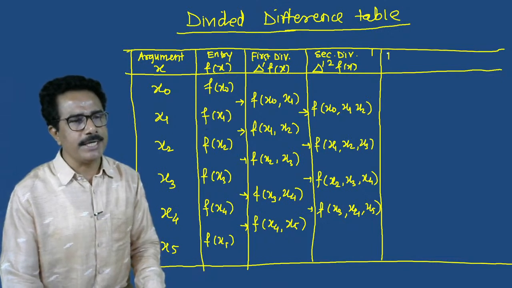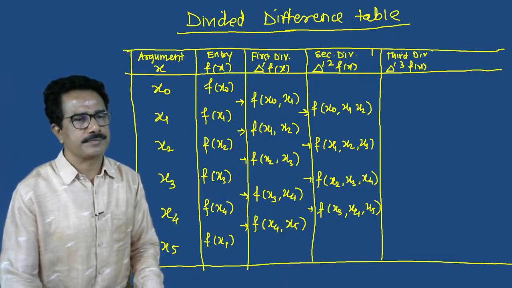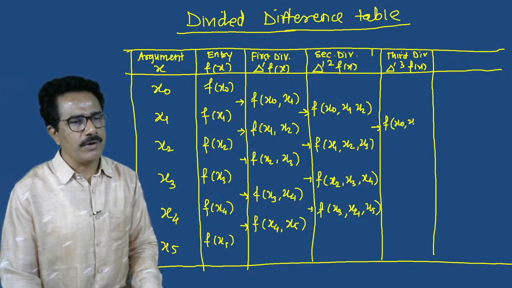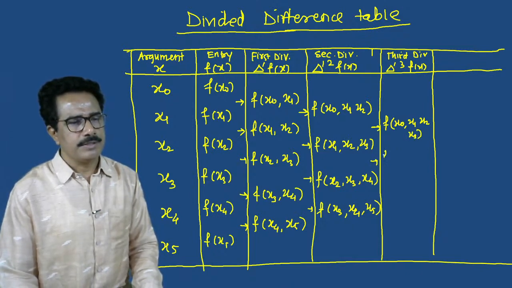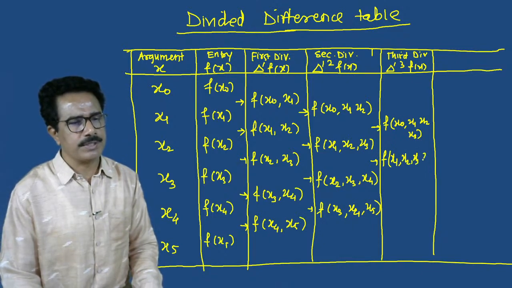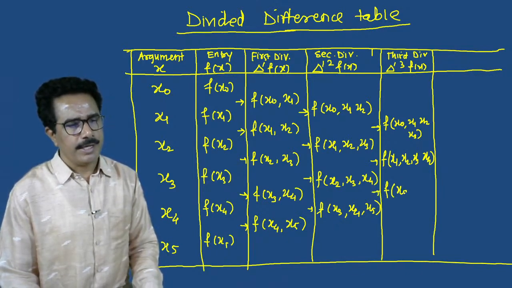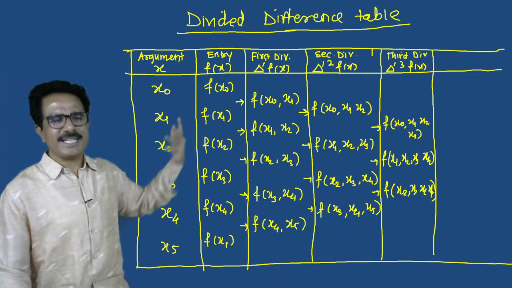Okay, the third divided difference, delta dash 3 f of x. So f of x0, x1, x2, x3; this is f of x1, x2, x3, x4; this is f of x2, x3, x4, x5.